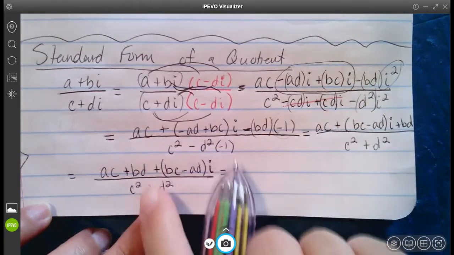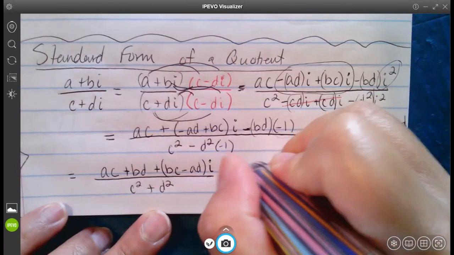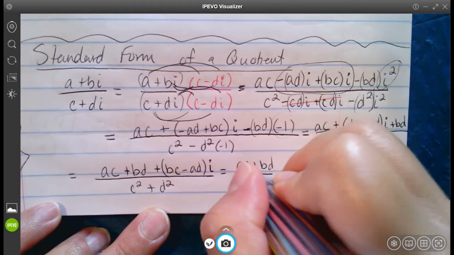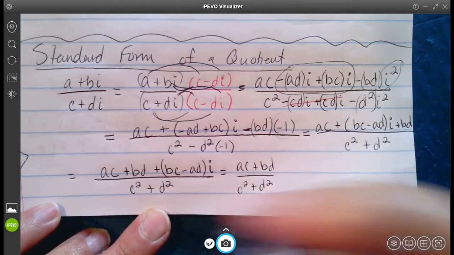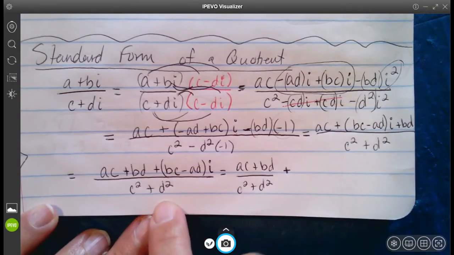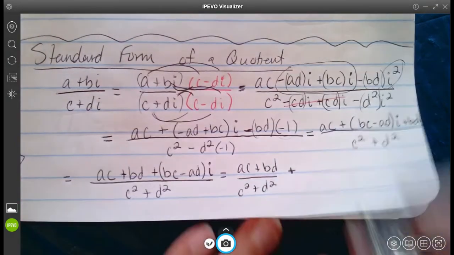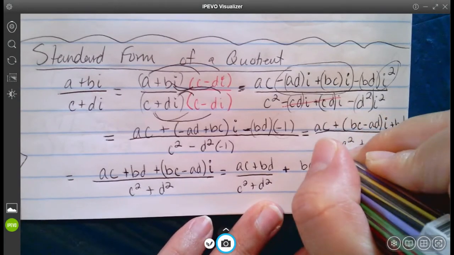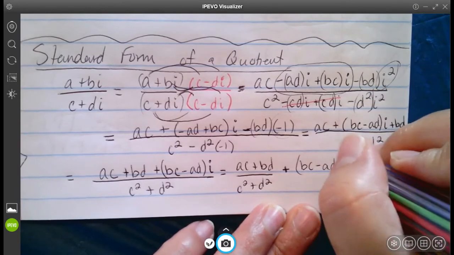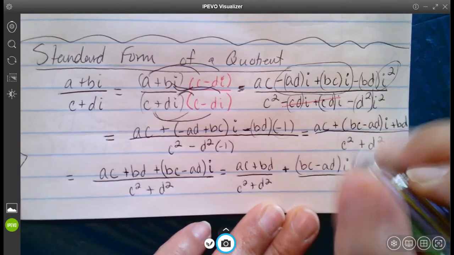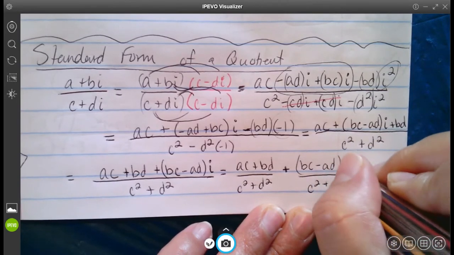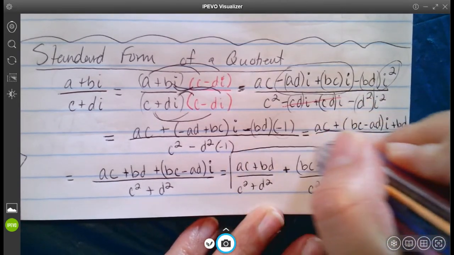So I'm actually going to separate this like so. AC plus BD over C squared plus D squared, plus, I'm kind of taking these two apart. Remember, they have the same denominator, so we're allowed to do this. BC minus AD, and this is going to go in parentheses, and there's my I over C squared plus D squared. And this is our final result.